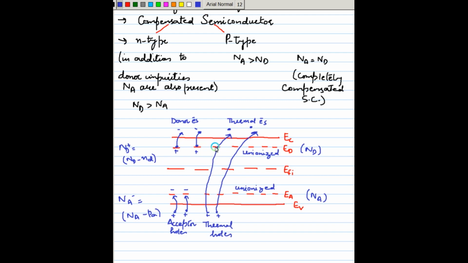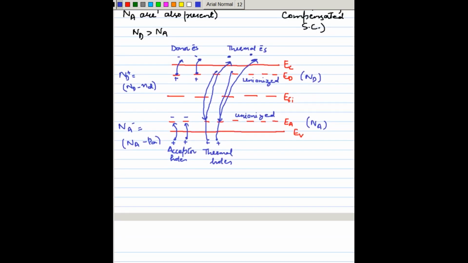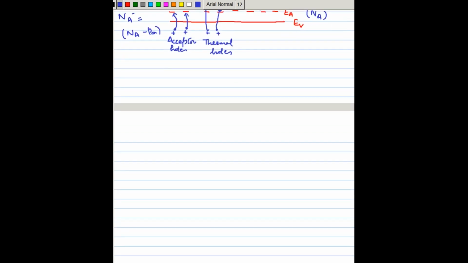There may also be a condition where electrons from donor levels directly jump to the acceptor level and annihilate the holes. So this is the overall scenario which can occur in a compensated semiconductor, where we have both the donor and the acceptor levels. Now, keeping this band diagram in mind, what will be the charge neutrality?